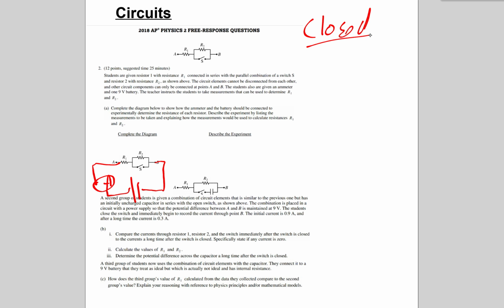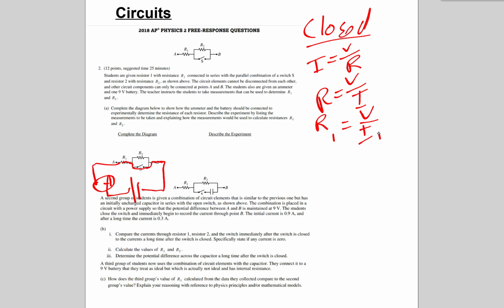When the switch is closed, we're shorting out R2. No current's going to go through R2. It's going to go through R1, then through just the short circuit there, and then back to the battery. So then we could do I equals V over R. We're going to know the I because we measure the I, right? So we're looking for R. So R equals V over I. So R1 equals 9 volts V over I1, whatever we measure that to be.